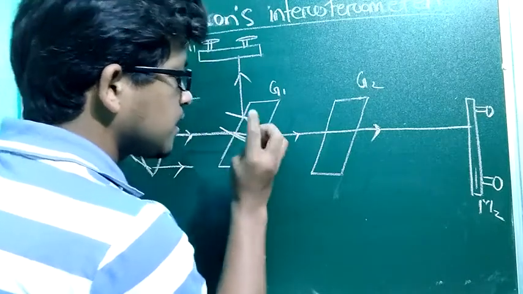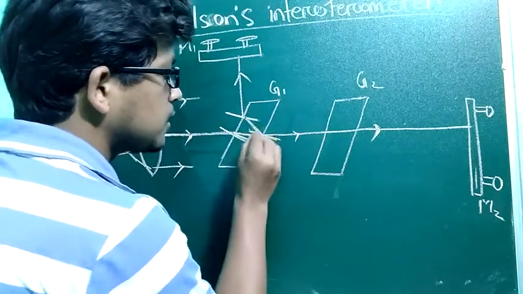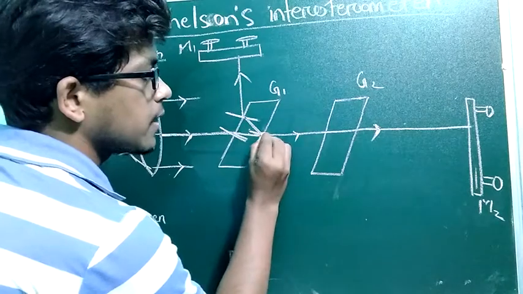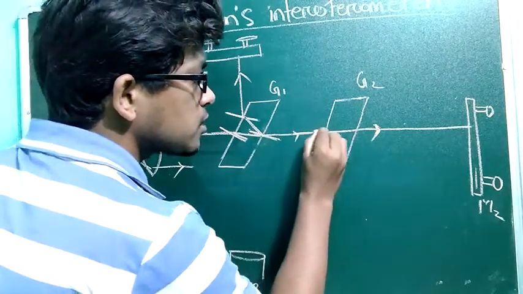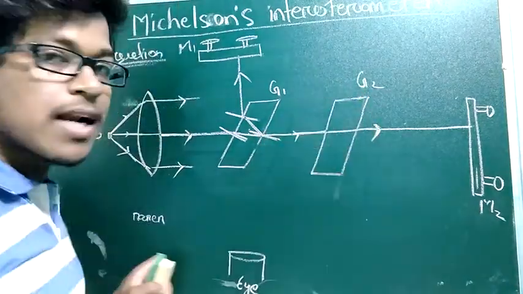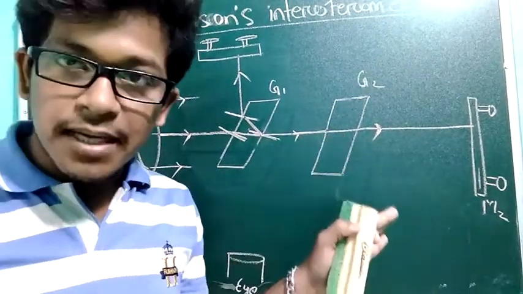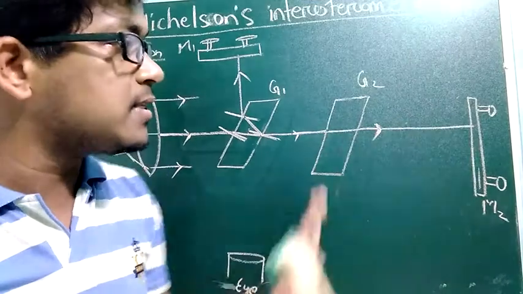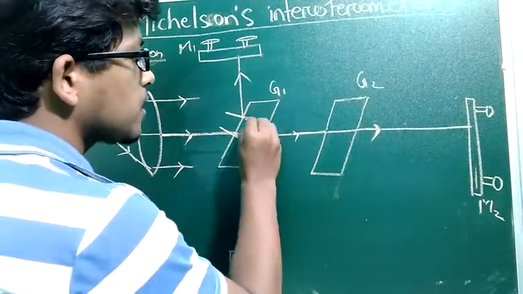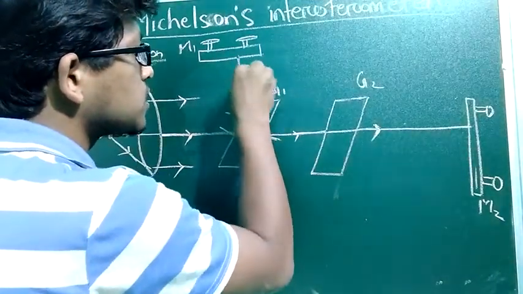One more normal is there. Part of the light is getting reflected. This angle equals this angle. Part of the light is transmitting. So the transmission line will also pass one more glass. This glass is the plain glass. No semi-silver, nothing is there. So it can pass easily. So this reflected light will also pass towards this mirror.